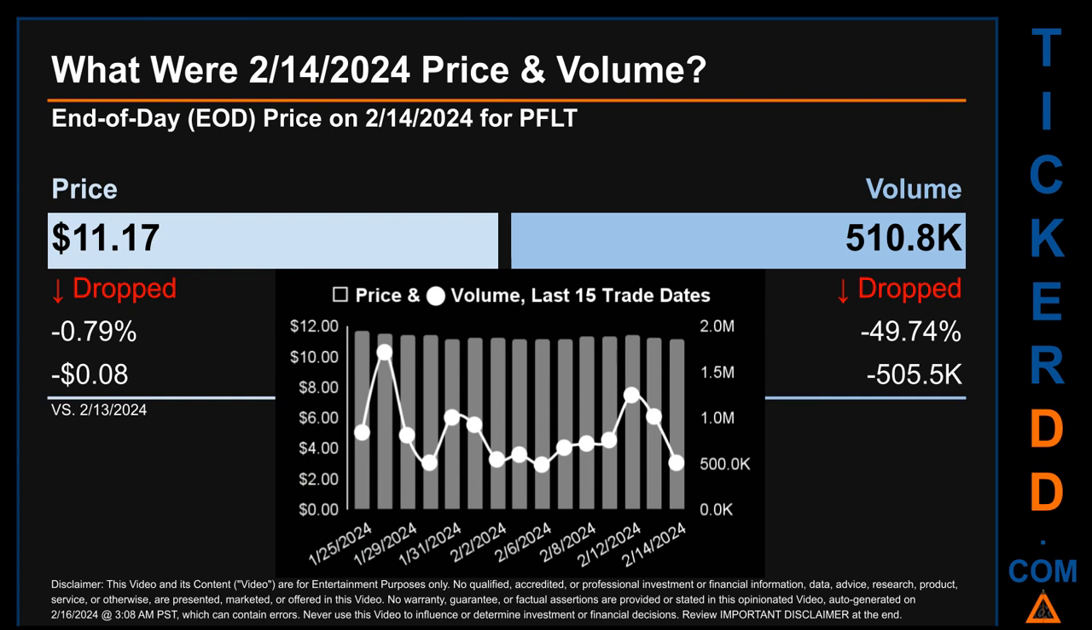Across a range of 51 cents, the max and minimum end-of-day price were respectively 11.66 and 11.15. Volume saw a range of 1.2 million, from a day low of 491.2 thousand to a day high of 1.7 million.